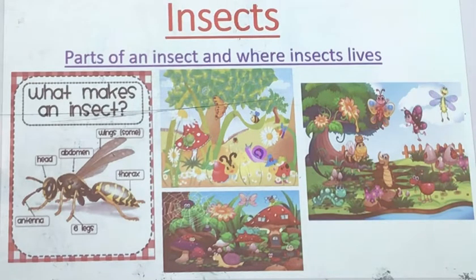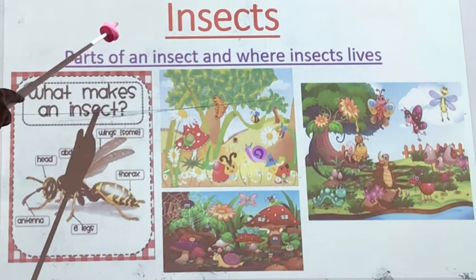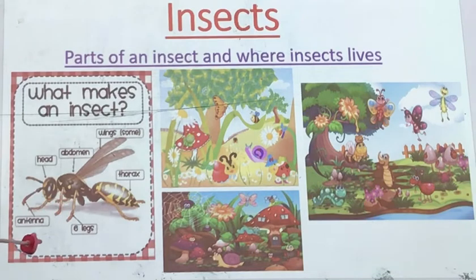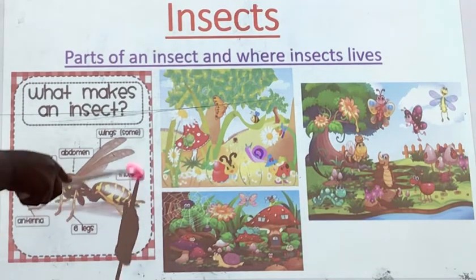An insect is a very small and tiny animal that does not have bones, but it has an outer covering shell that protects it. Now, most insects have 6 legs, and some even have more. If you look at this insect, you will see that it has 6 legs. Let's count. 1, 2, 3, 4, 5, 6.